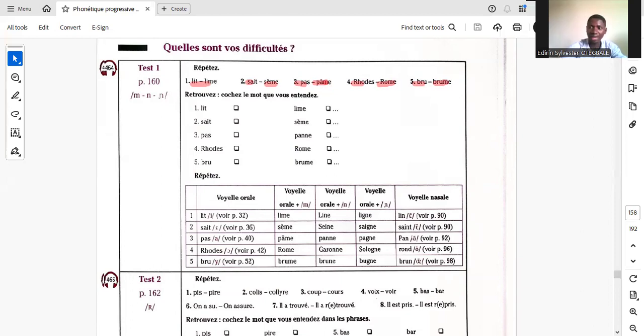So we're listening to this pair of sounds and we've seen their pronunciation. The next thing we're going to do now, we're going to continue listening to the recording. However, we will have the exercise. So I want you to listen very well. You are going to tick the sound that you hear. Is it li or lim? Is it se or sem? Is it pa or pan? Is it rode or rome? Is it bru or brume? So let's listen to it now, and then we'll continue our interaction and explanation.